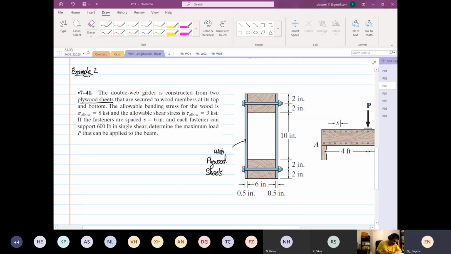And then all these are the wood members. So they are made of wood. So these are the wood members, at the top and at the bottom. So this is pretty straightforward. Straightforward in what sense? That we know that the centroid is exactly over here. So that is our centroid.